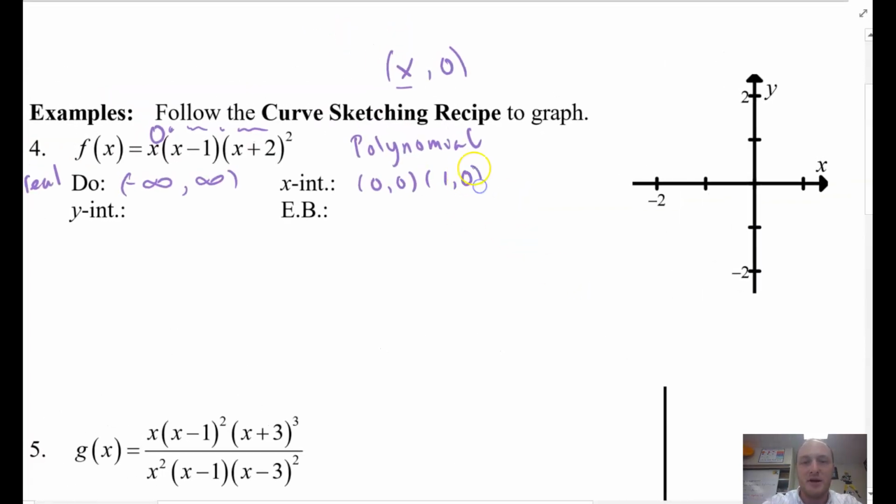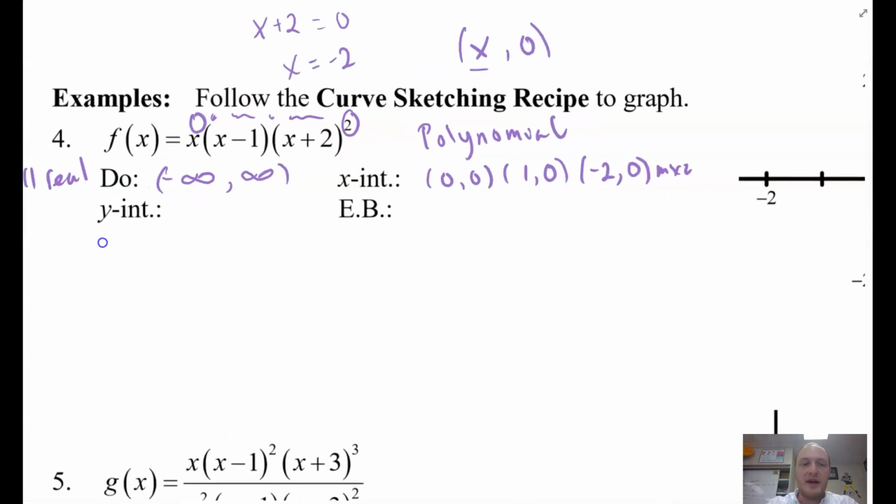Okay, 1, 0. And then we have another at negative 2, 0. And again, how did I get these? Well, you just take your factor here, X plus 2, you set it equal to 0, and you solve. And since this factor is squared, we have multiplicity here, times 2. Okay, and we'll talk about what happens visually with those values.